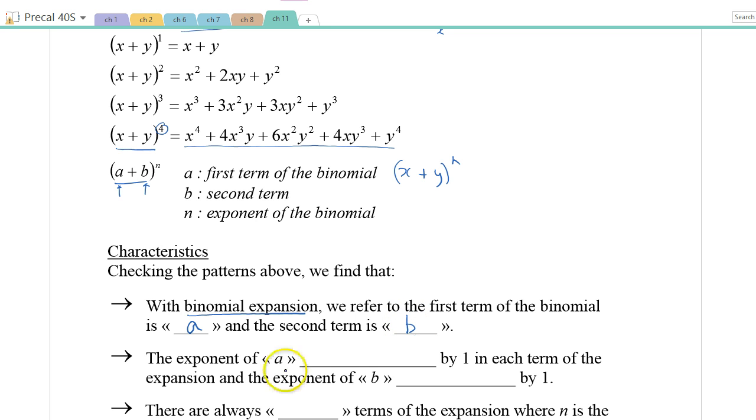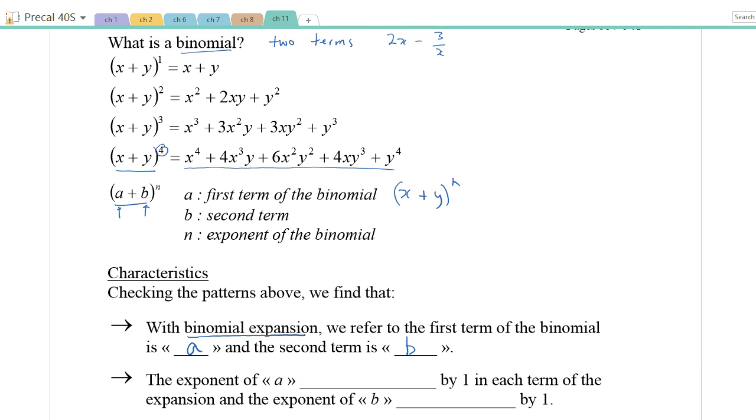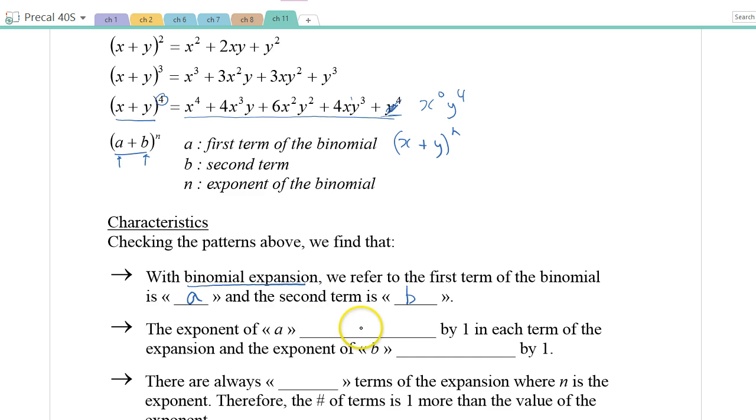The exponent of a, so what happens to the exponent of a as we look here? Let's look at this last one in the expansion, right? It goes fourth, third, second, and now this would be the same thing as 1. How about here? Are there any x's? No, there aren't. But it would be the same thing as saying x to the 0 and y to the fourth, right? So it actually does this 4, 3, 2, 1, 0 pattern. So this one decreases, or goes down by 1, okay? So I'll write the word decreases here in each term of the expansion.